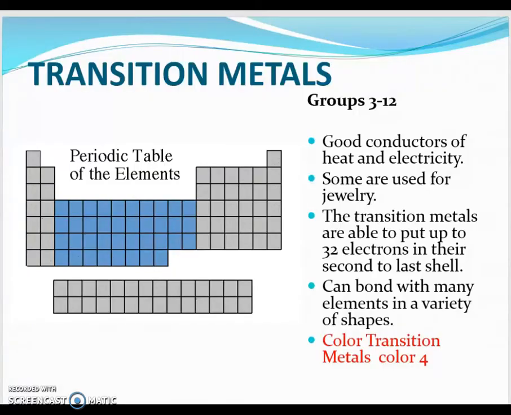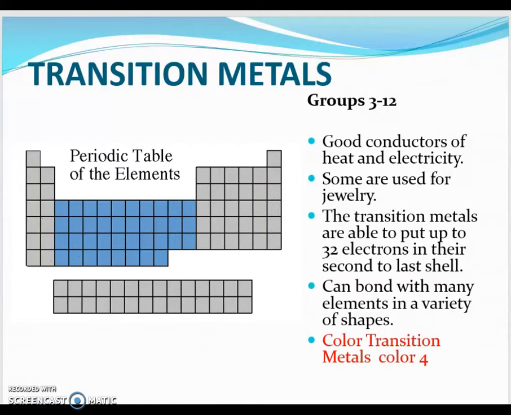Our transition metals, as you can see, take up a bulk of our periodic table. So we're not going to list those all out. We have some numbers already written down there for you. And they also vary in their number of valence electrons between 1 and 2, depending on odds and even numbers of atomic mass. And they are also metals. And they are able to put up to 32 electrons in their second to last shell. They can bond with many elements in a variety of shapes. They can be used in jewelry. They are good conductors of heat and electricity.